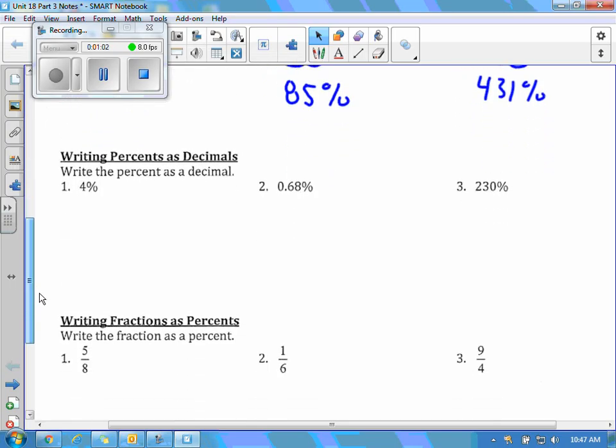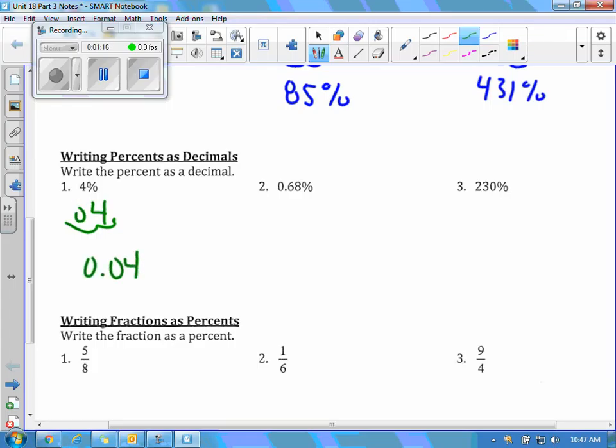When I'm going to turn a percent into a decimal, I'm going to drop off that percent sign first. My decimal is right here at the end right now. I'm going to go 2 to the left, and I fill in with a 0. So I'll have 0.04 as my decimal. The next one, drop off that percent sign, 2 to the left, fill in with a 0, so I'll have 0.0068. And then for 230%, drop off that percent sign, my decimal's right there, 2 to the left, so I'll have 2.3.